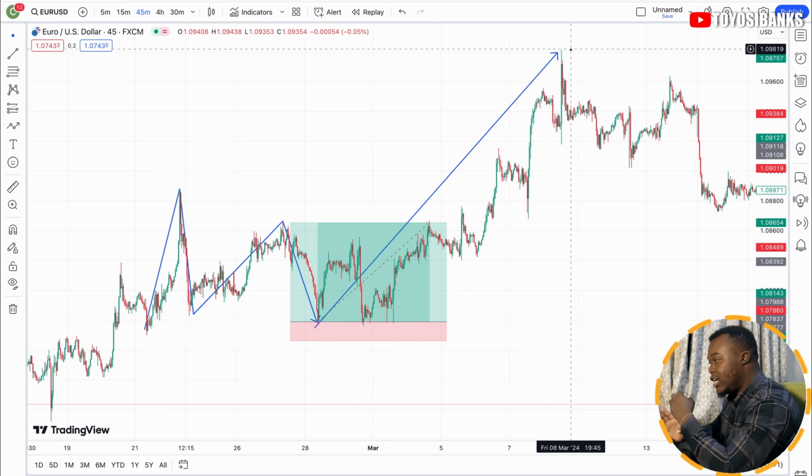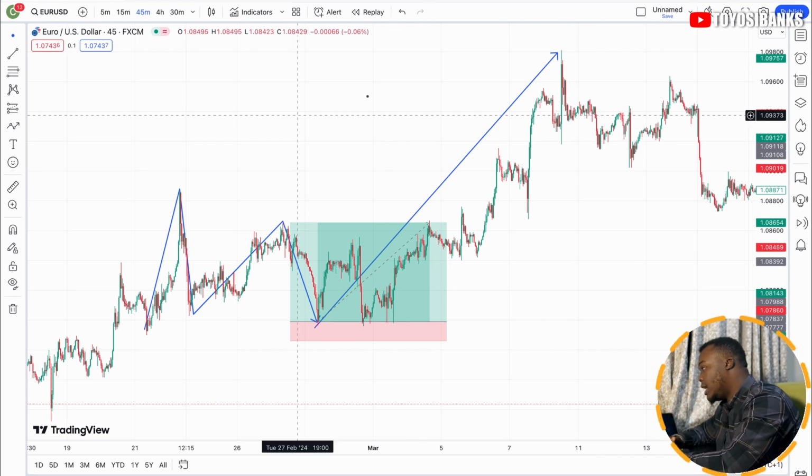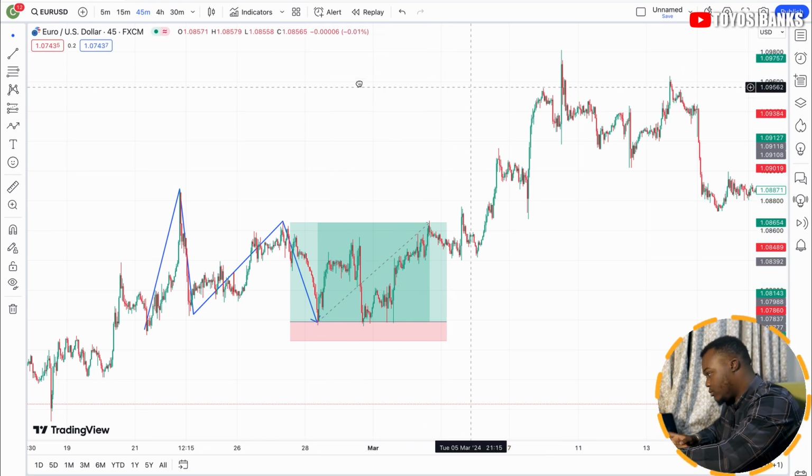So this is a chart example of how you can use market structure, which consists of higher lows and higher highs, for the buys to get a quality buy setup. So I hope this was able to help you guys and how you see the market differently. So now let's talk about the sells.